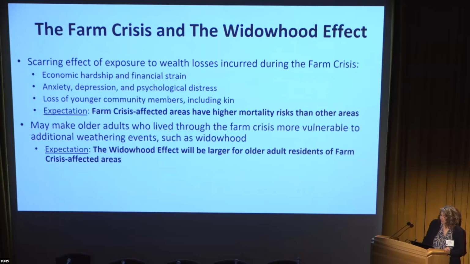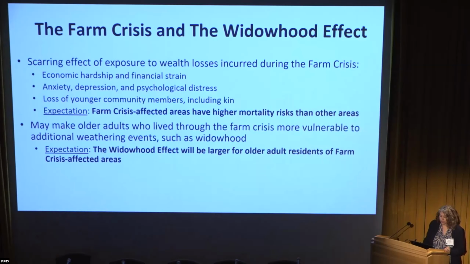Prior literature indicates that the 1980s farm crisis had a scarring effect on affected communities, largely located in the rural Midwest, imposing widespread economic hardship and financial strain, elevating rates of anxiety, depression, and psychological distress, and causing the loss, at least temporarily, of younger community members. Based on this, we expect older adults in farm crisis affected communities to have experienced a higher overall mortality risk relative to older adults living in other areas.